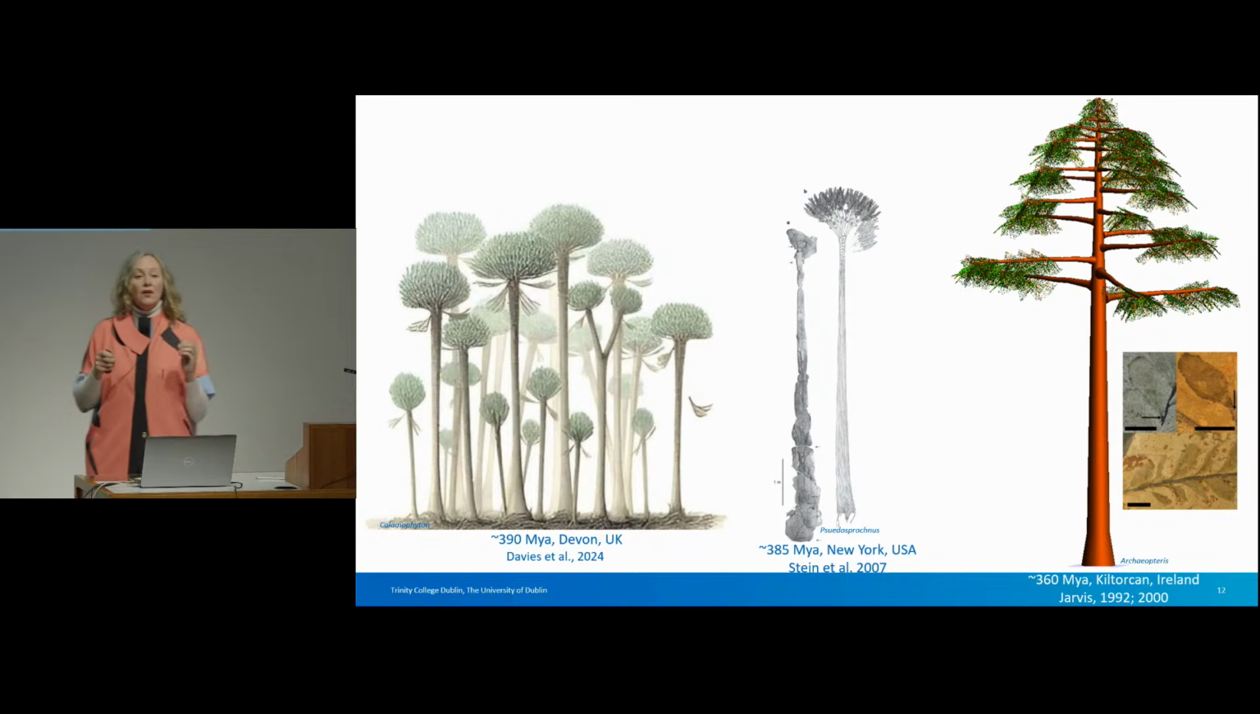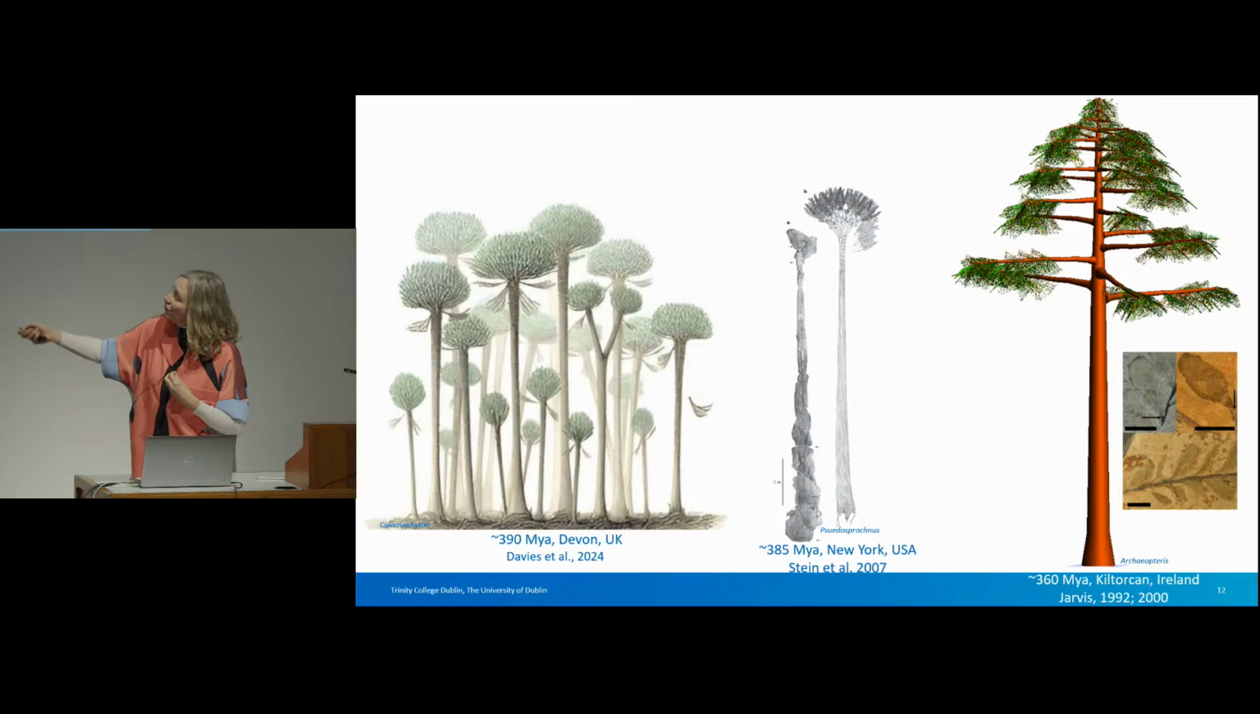The crowns don't have true leaves. So here we have plants that were producing a tree-like form, but they still had not yet evolved true leaves. So they were photosynthesizing by little branchlets at the end of long branches. And these fossils, which were used to do this lovely artistic reconstruction here, were found in Devon. So they're the oldest trees in the world, 390 million years old.